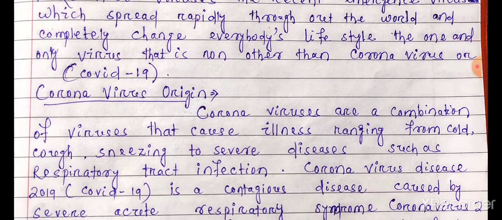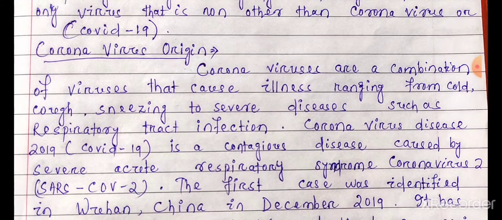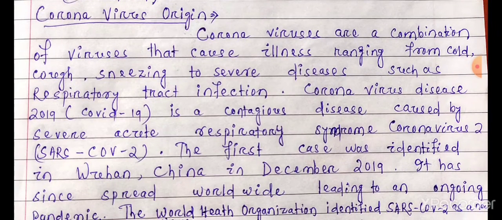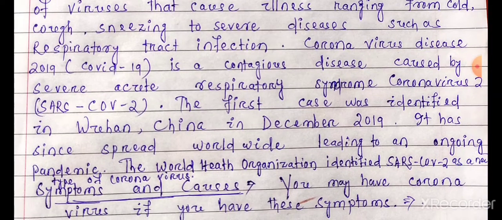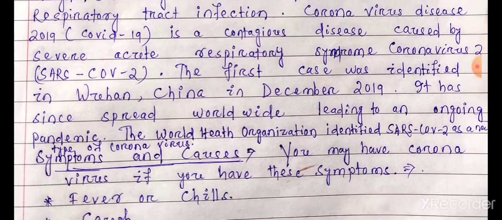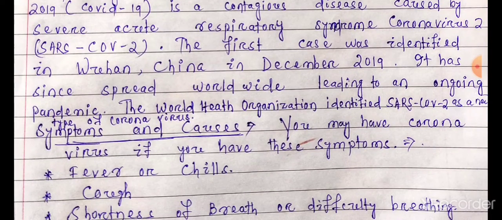Coronavirus origin. Coronaviruses are a combination of viruses that cause illness ranging from cold, cough, sneezing to severe diseases such as respiratory tract infection. Coronavirus disease 2019, COVID-19, is a contagious disease caused by severe acute respiratory syndrome coronavirus 2, SARS-CoV-2. The first case was identified in Wuhan, China in December 2019. It has since spread worldwide, leading to an ongoing pandemic. The World Health Organization identified SARS-CoV-2 as a new type of coronavirus.